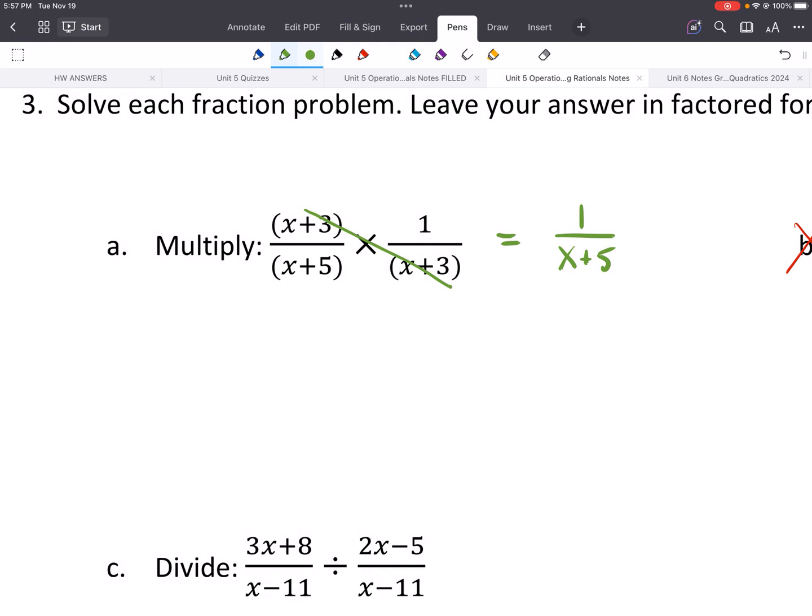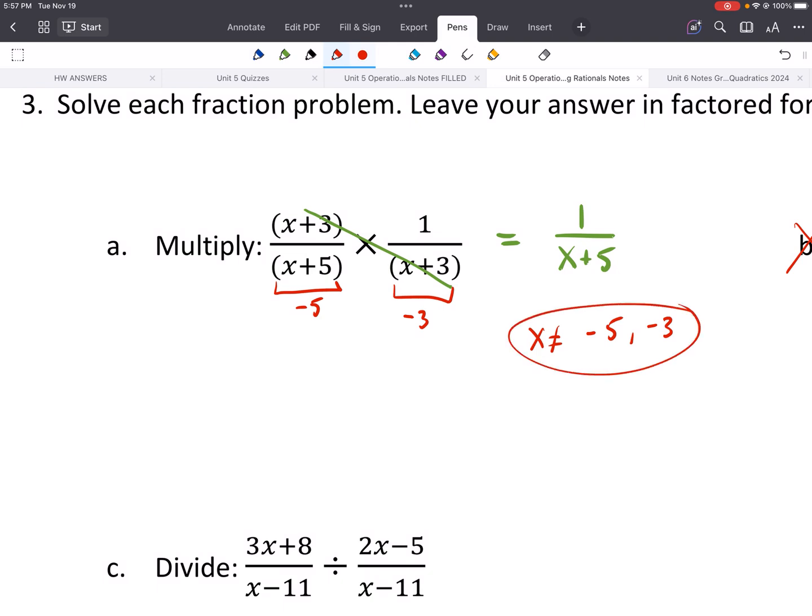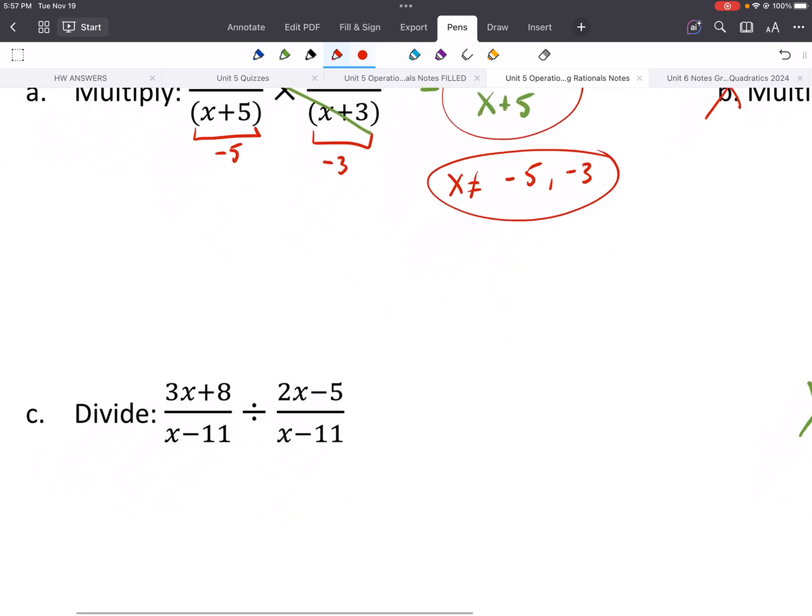All right, so now we still need to write down our excluded values. So x cannot be -5, and it can't be -3. So those are the values of x that would make a 0 in the denominator, and we can't divide by 0. Okay?